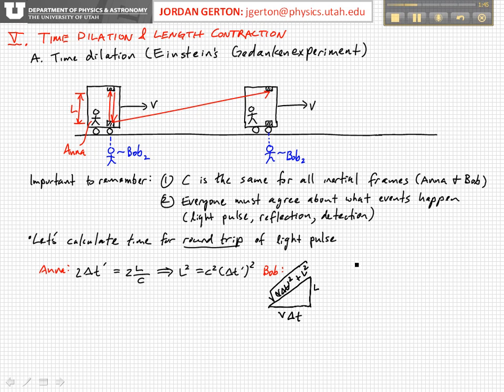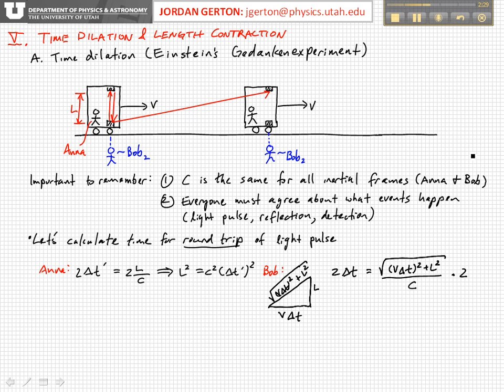Okay. So then if we use this, we can say that 2 delta t, remember delta t now is not prime, so this is in Bob's rest frame, is equal to this distance of the light travel according to Bob, divided by the speed of light. Remember, number 1 here, c is the same for all inertial frames, so he sees the same speed, and then we multiply by 2 because we also want to calculate the time that it takes to come back down, which would just be symmetric.